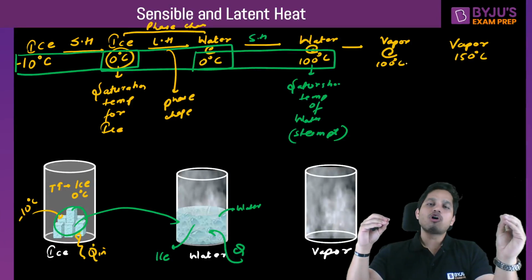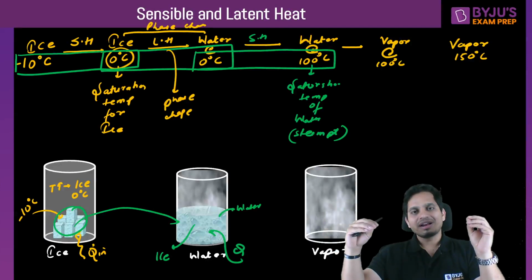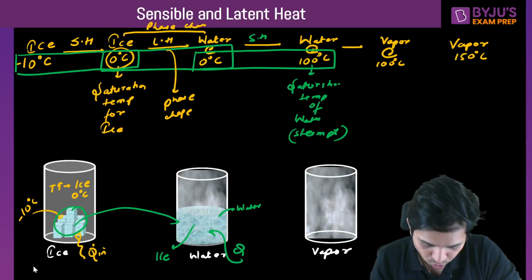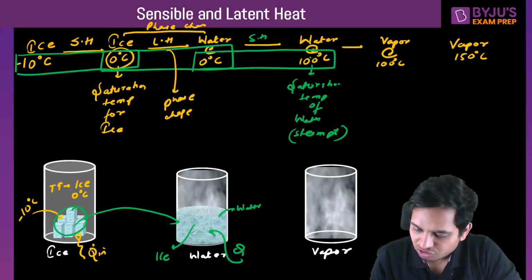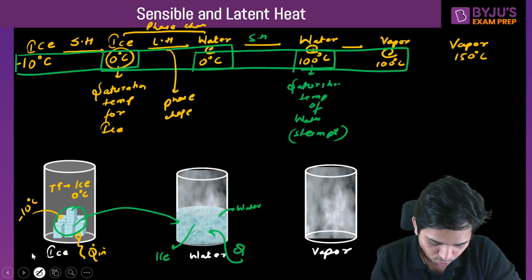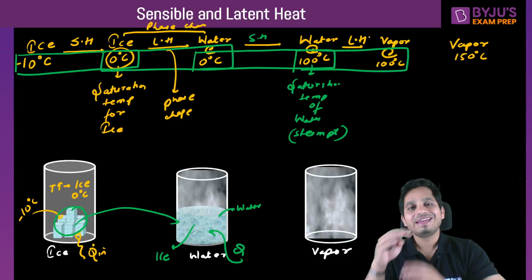So all the water which was at 100 degrees Celsius will be converted into vapor at 100 degrees Celsius. So again you can see that there is no temperature difference, and the heat that you will give to this is called latent heat.